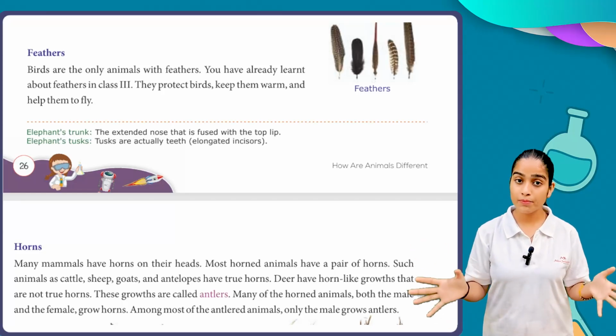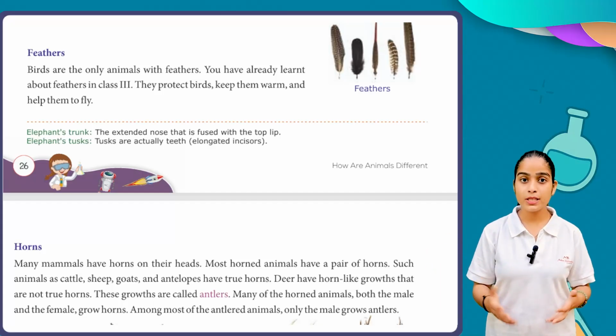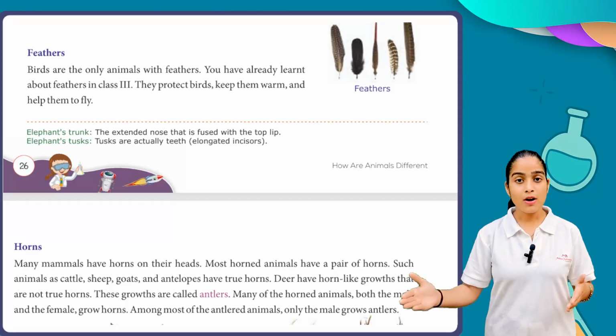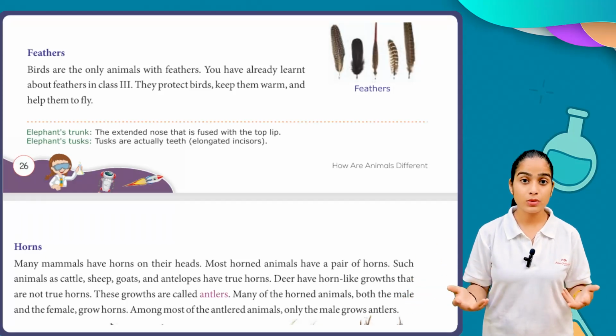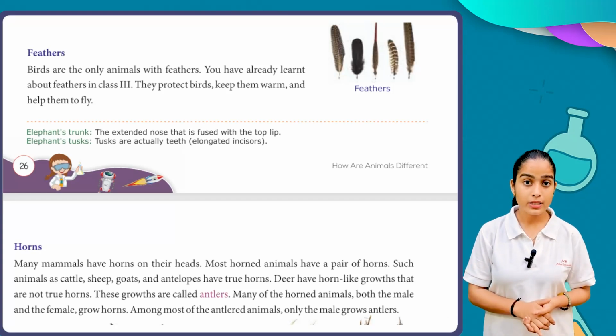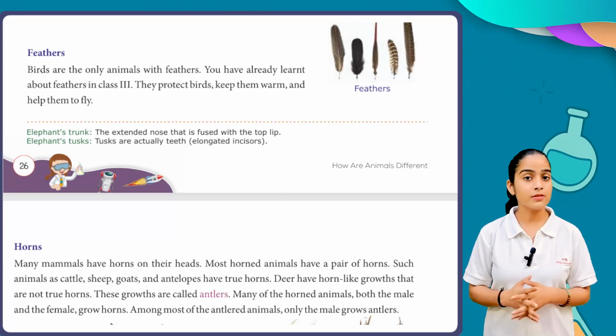First, they can protect themselves, and most important, as human beings, if the weather changes, we can wear woolen clothes, but animals cannot do that. So with the help of their feathers, birds can make themselves warm.